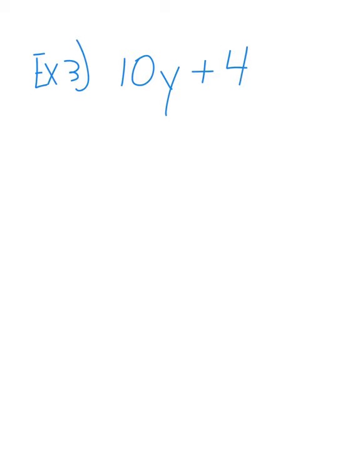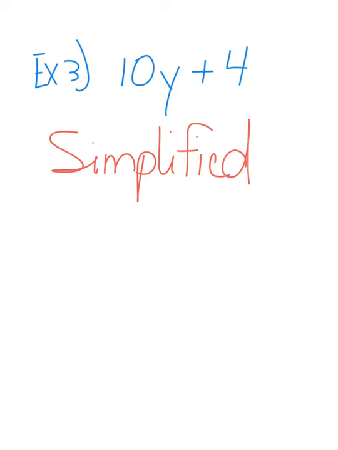This one is interesting. It says 10y plus 4. What are you thinking? I hope you're thinking what I'm thinking, that you can't do anything. It's already what we would call simplified. And that's all you have to write. There is nothing we can do to this problem. It is in simplest form. They do not have the same letter, so we cannot combine them. Next.